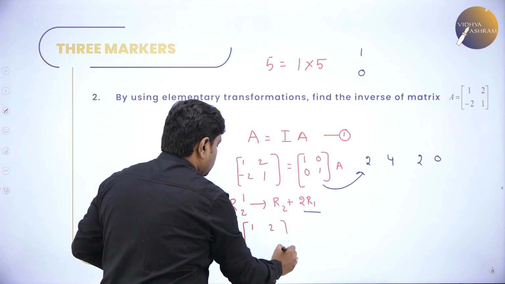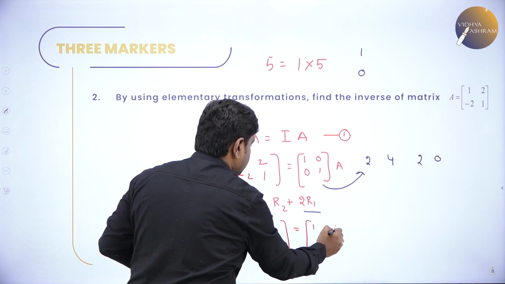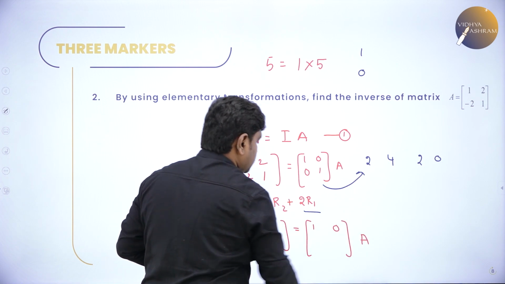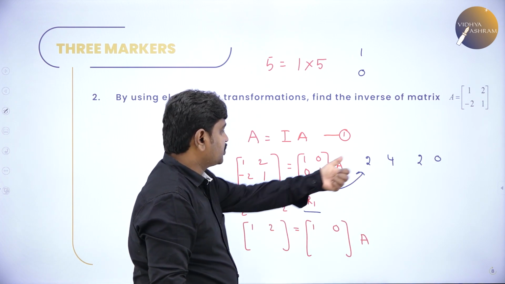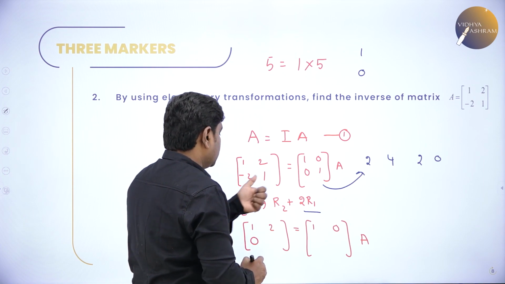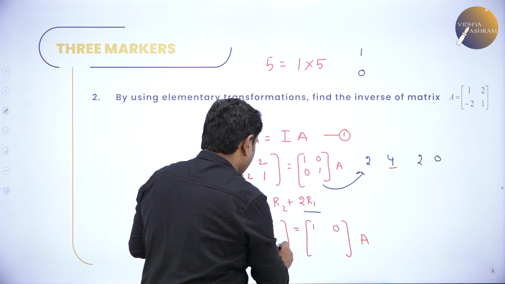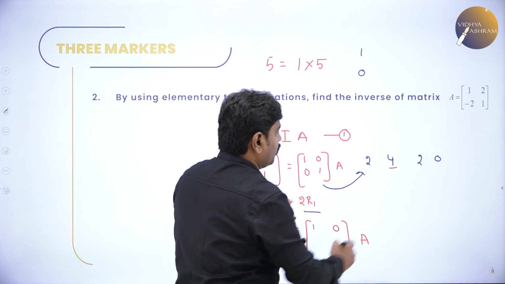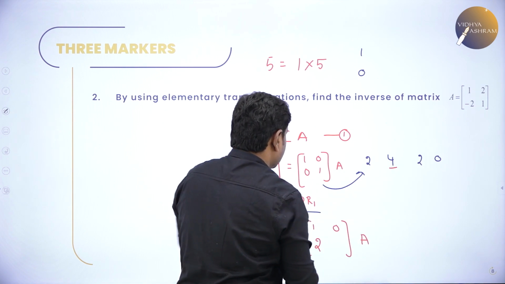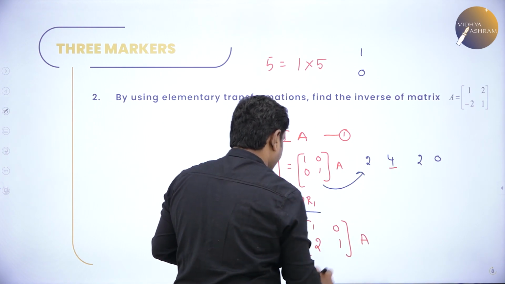1, 2 is equal to 1, 0, A. Now second row: minus 2 plus 2 becomes 0. Then 1 plus 4 becomes 5. Then 0 plus 2 becomes 2. Then 1 plus 0 becomes 1.